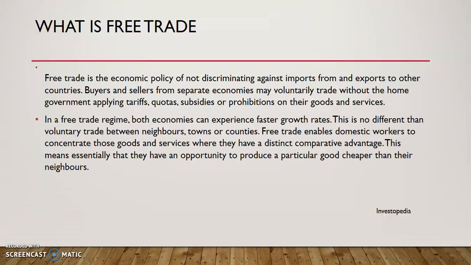So essentially it's similar to a company in Dublin trading with a company in Cork. The government doesn't actually interfere in their trade whatsoever. Free trade enables domestic workers to concentrate on those goods and services that they have a distinct comparative advantage in. Comparative advantage essentially means that they have an opportunity to produce a particular good cheaper than their neighbours. More than likely because they're better at producing it than their neighbours, more skilled at it, or because of the necessary natural resources to produce it better than their neighbours.